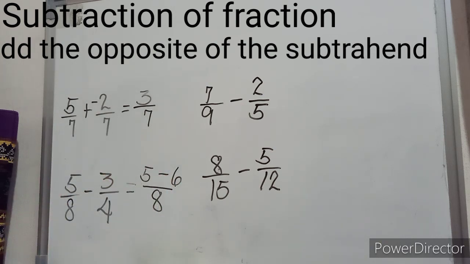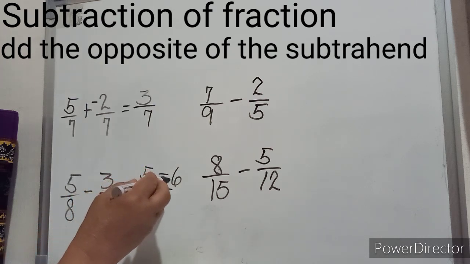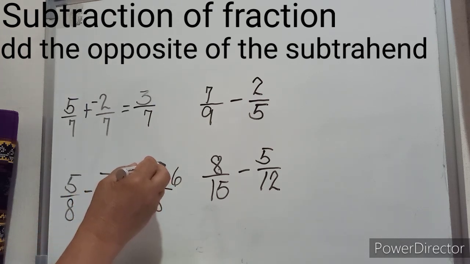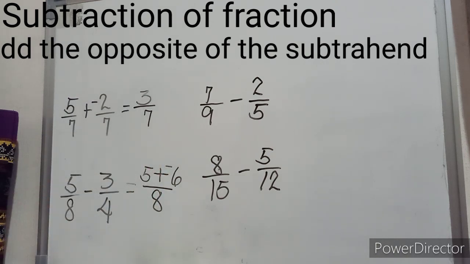Then, we add the opposite of the subtrahend. The subtrahend is positive, it becomes negative. We add. Therefore, 5 plus negative 6, if we disregard the signs of the numbers, we have now 6 minus 5 is equal to 1. And of course, the sign of the number considered larger is negative, so it's negative. Then, we take now the denominator. Thus, the final answer is negative 1 all over 8.